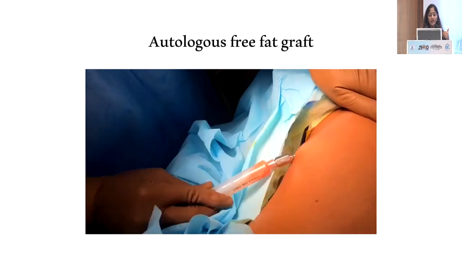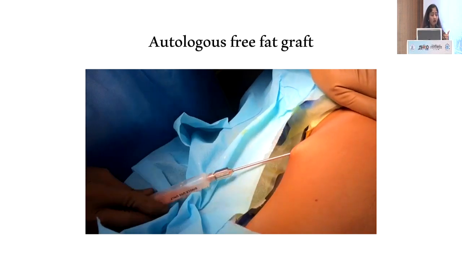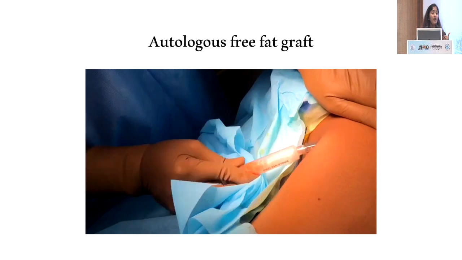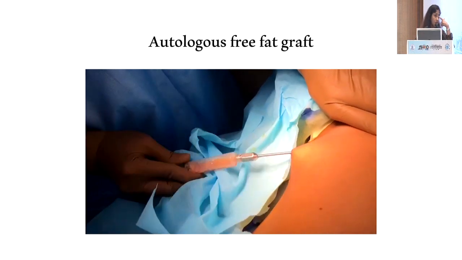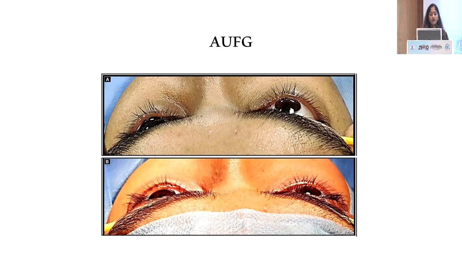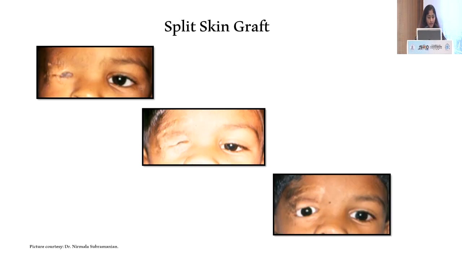Once the fat is ready, you can inject it into the periocular area as well as into the socket. Depending on where you want to inject, you can either inject into the deep lateral or into the medial conal space in order to augment the volume. As you can see here in this patient, she had a volume deficit. After AUFG, you can see that there is a good increase in the volume here.